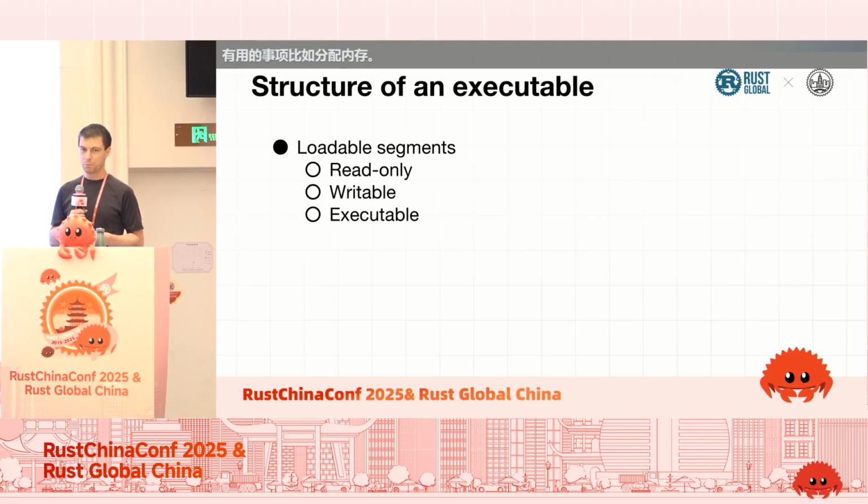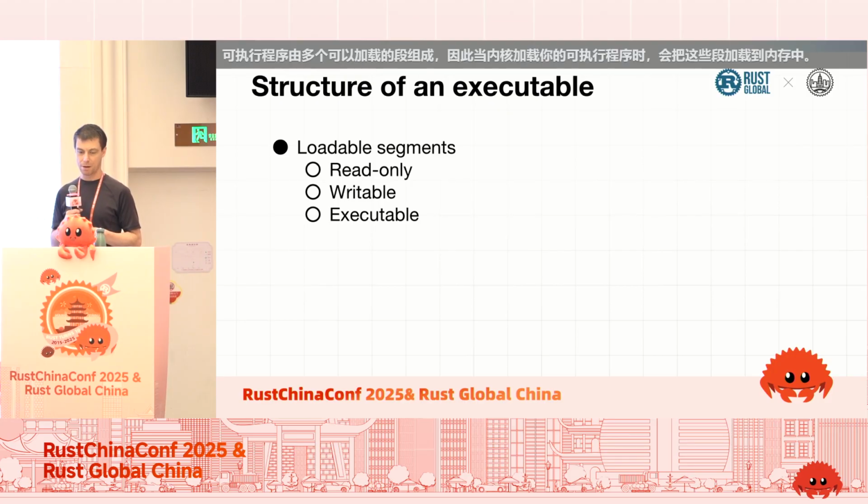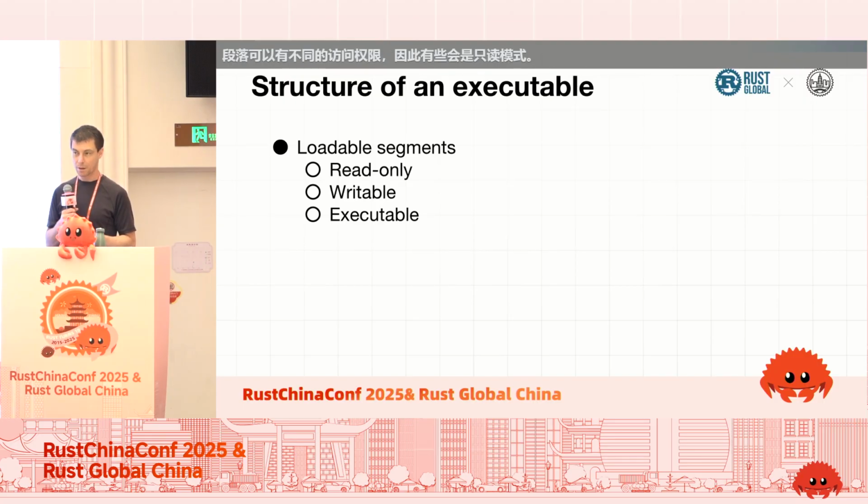Executables are composed of multiple loadable segments. So the kernel, when it loads your executable, will load these segments into memory. The segments can have different access permissions. So some will be read-only, some will be writable, and some will be executable. Importantly, the executable segment is not writable.